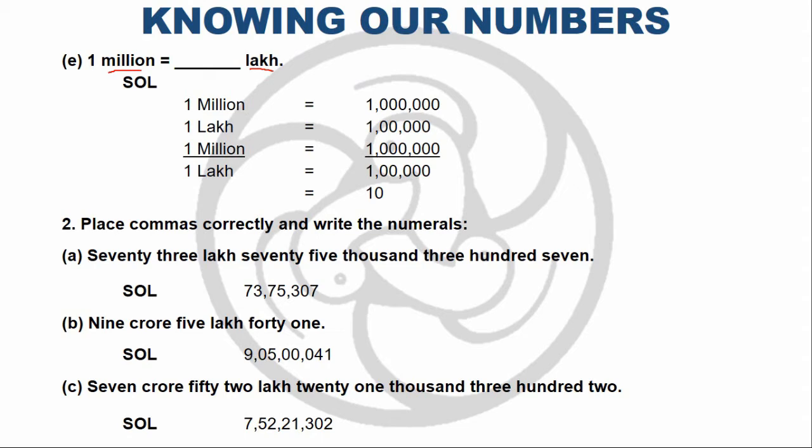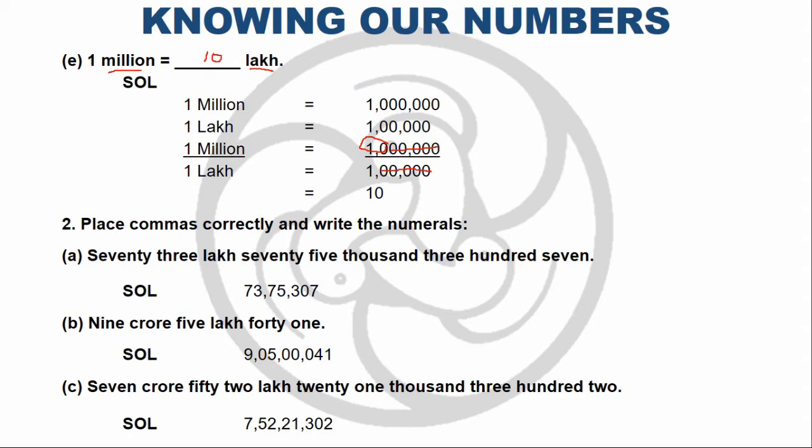So how can you find the answer? 1 million divided by 1 lakh. In the denominator how many zeros are there? 5 zeros are there. So the denominator's 5 zeros are cancelled with 5 zeros of the numerator. What is the remaining number here? It is 10. So 1 million equals 10 lakhs. Okay.